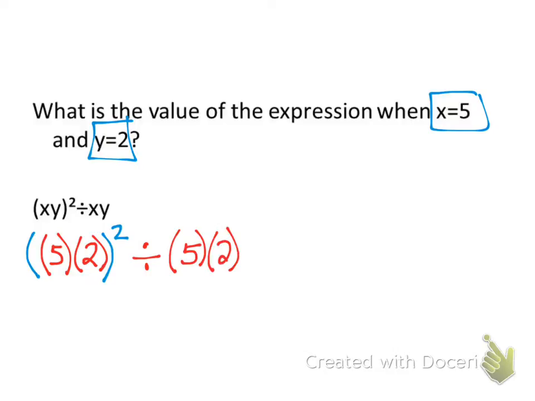Now, there are 2 reasons why all those parentheses are important. Number 1, if you forget the blue parentheses, you will forget to multiply the inside numbers before you do the exponents. Remember, you do inside parentheses first. And if you forget the parentheses on the inside, you might accidentally think that this is a 52. But it's not a 52. It's a 5 times 2. So there's 2 examples of why these parentheses are so important.